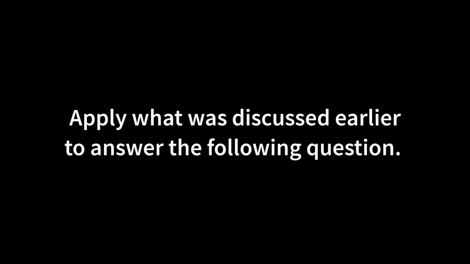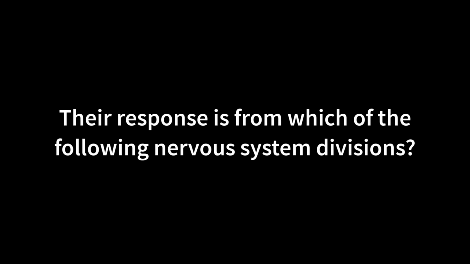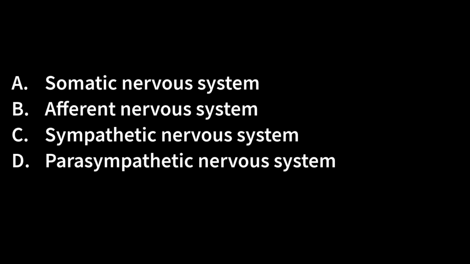Apply what was discussed earlier to answer the following question. An anatomy and physiology student's professor announces a pop quiz. As the professor distributes the quiz, the student's heart rate and blood pressure increase. Their response is from which of the following nervous system divisions? A. Somatic nervous system. B. Afferent nervous system. C. Sympathetic nervous system. D. Parasympathetic nervous system.